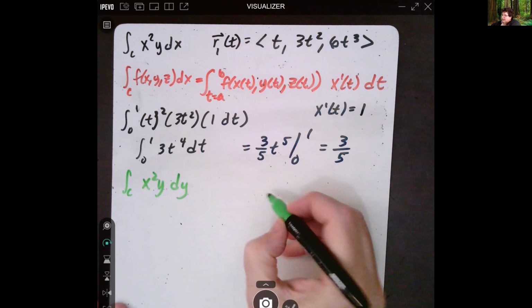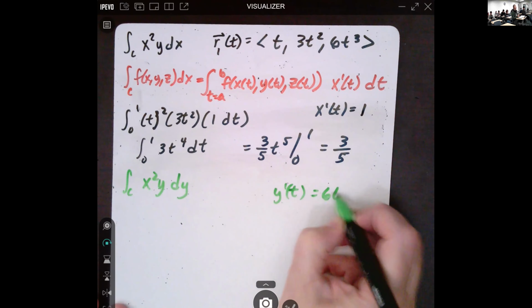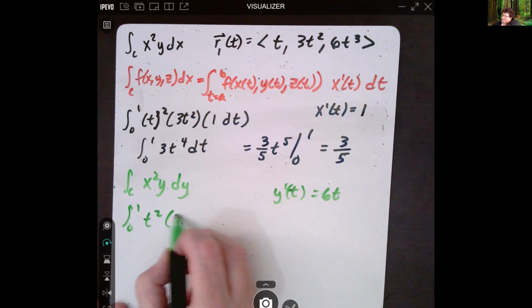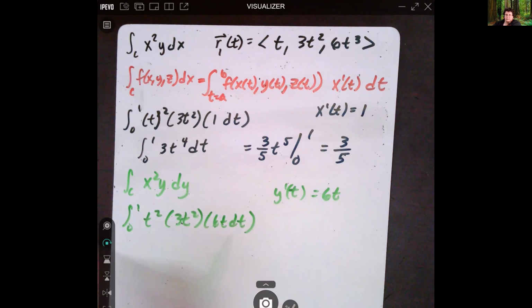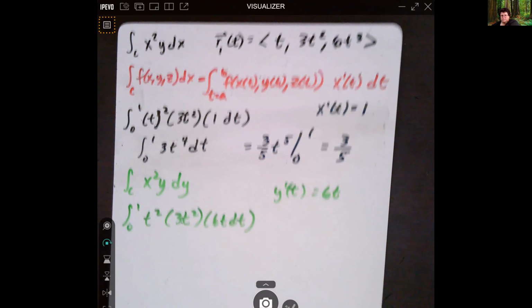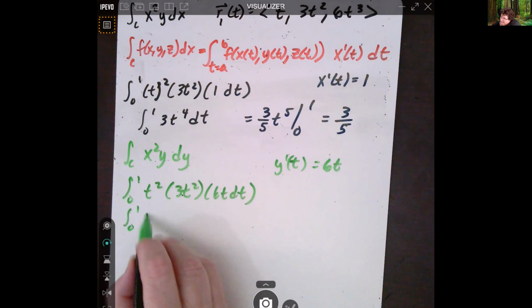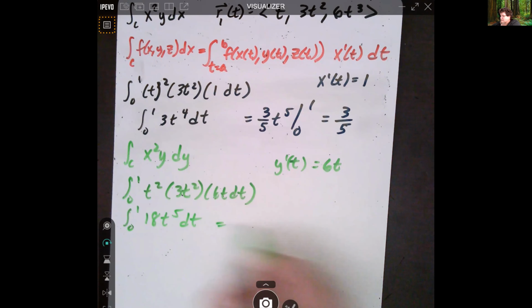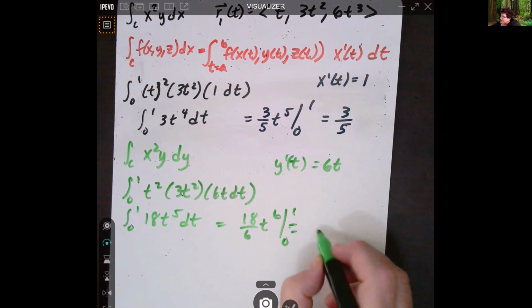We should have dy, or y prime of t, is 6t, right? So you should have the integral from 0 to 1 of t squared times 3t squared times 6t dt. We got an 18 there from the 3 and the 6, and it looked like I got t to the 5th dt. So 18 over 6 is 3, evaluated from 0 to 1, and we get 3.